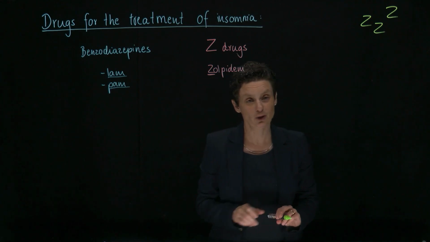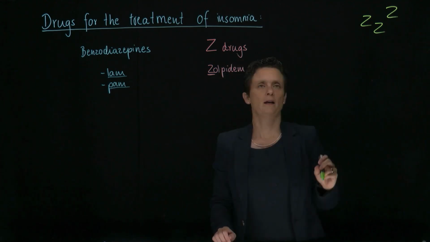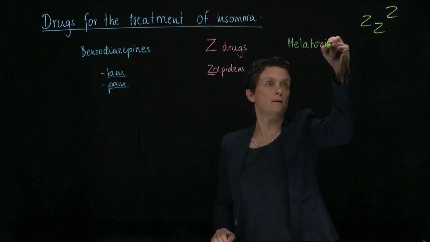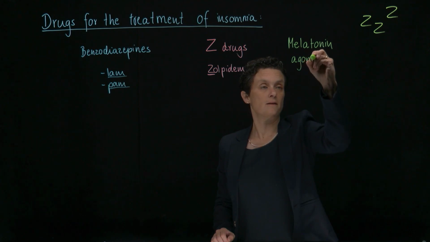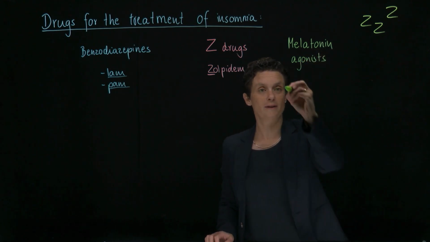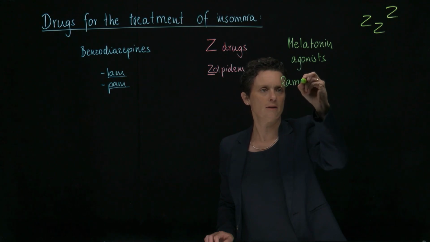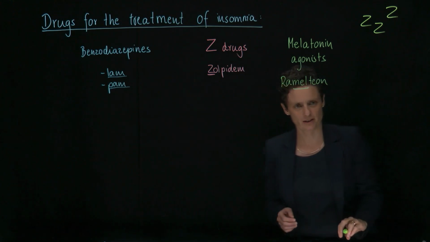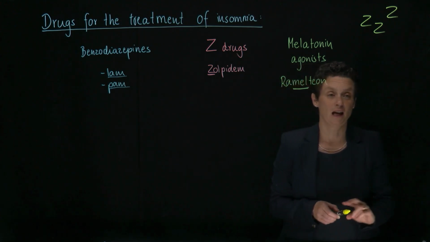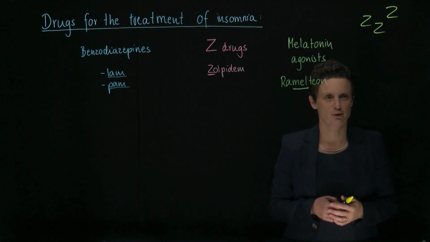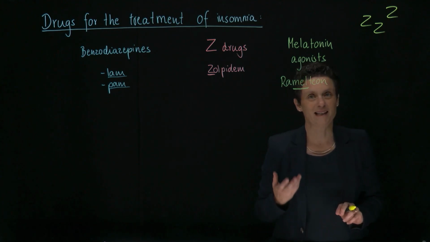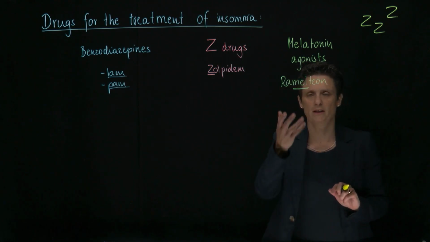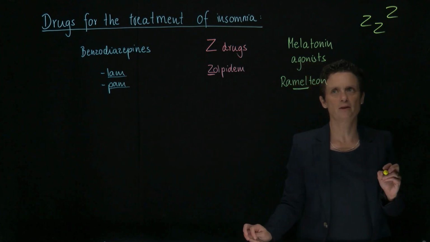Now we have a couple of newer kids on the block that I also want to mention. We have now melatonin agonists. And then the one that you should remember is ramelteon. And you can already see here melatonin is kind of in its name, so that's convenient to recognize it. I'm sure you all know melatonin was used as a supplement and a sleep aid for decades, and now we have a drug that is really an agonist at the melatonin receptor, and there are a couple of them. This is the one that I would remember, ramelteon.